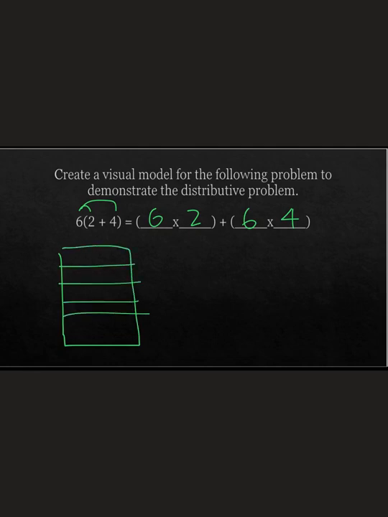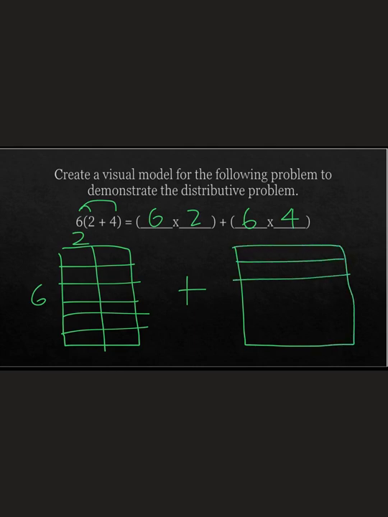Next one, we needed to distribute the 6 to the 2, so 6 times 2, and then distribute 6 to the 4, so plus 6 times 4. So your array should have been 6 by 2, put your plus sign, and then a 6 by 4. So make sure your answer matches mine.